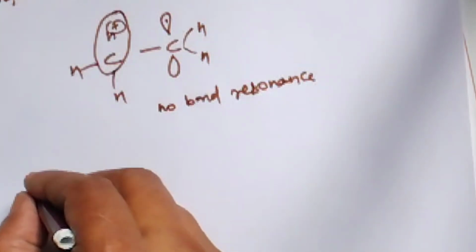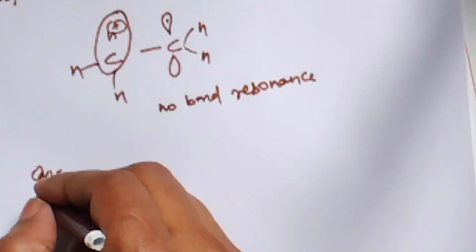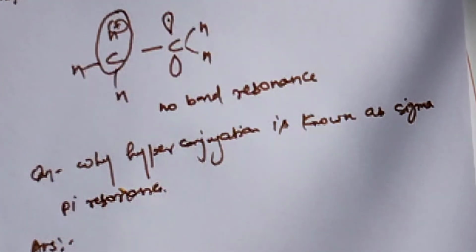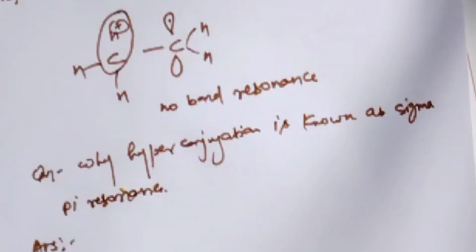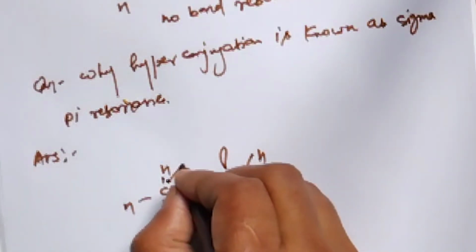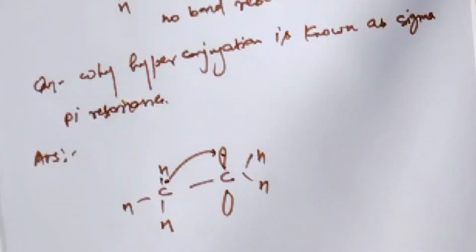The next question is, why is hyperconjugation known as sigma pi resonance? The answer is, sigma electrons are shifted to a vacant p orbital. This electron is shifted to the vacant p orbital. Resonance occurs: sigma pi resonance.